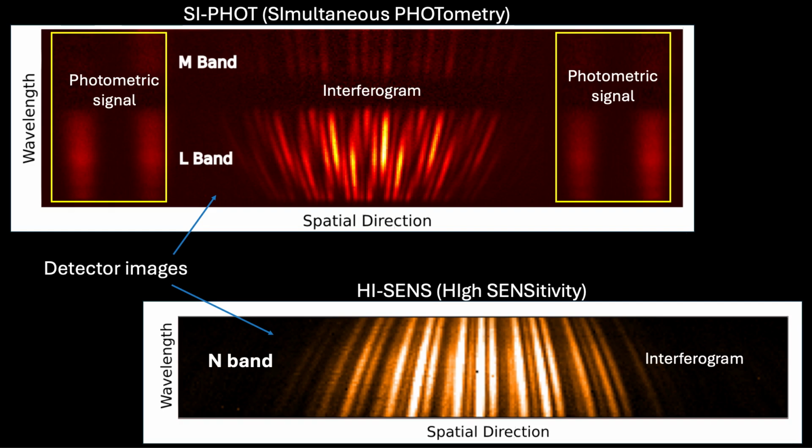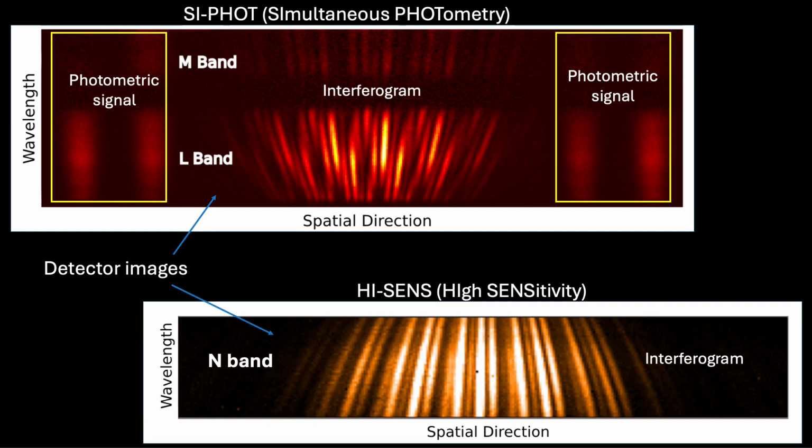The hybrid mode is the standard MATISSE observing configuration. In this mode, the L and M bands operate in SciPhot, simultaneous photometry, utilizing beam splitters to acquire photometric calibration simultaneously with fringe observation. Instead, the N band operates in HighSens, high-sensitivity mode, where beam splitters are removed to maximize flux in the interferometric channel.